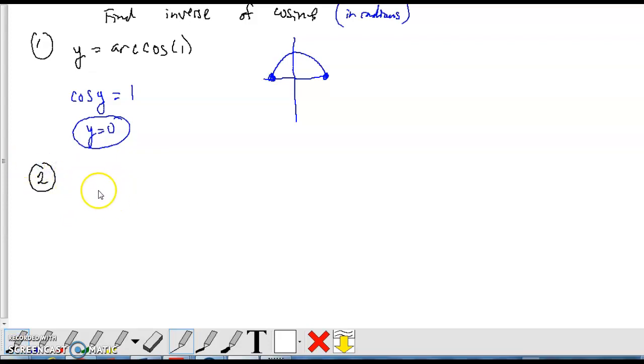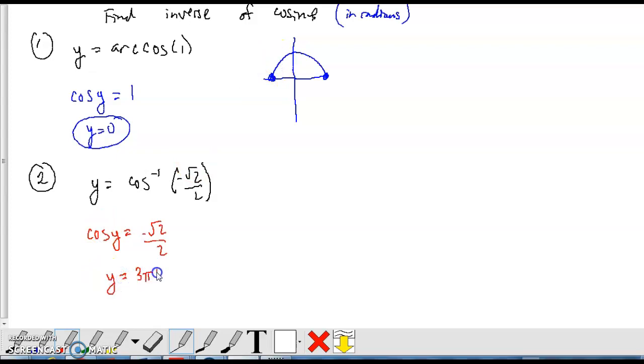Let's try another one. So y is equal to the inverse of cosine of -√2 over 2. Again, that's like saying cosine of something would be -√2 over 2. Again, where is it going to be negative? It's going to be negative in the second quadrant. Again, we want it to be in radians. So 3 pi over 4.